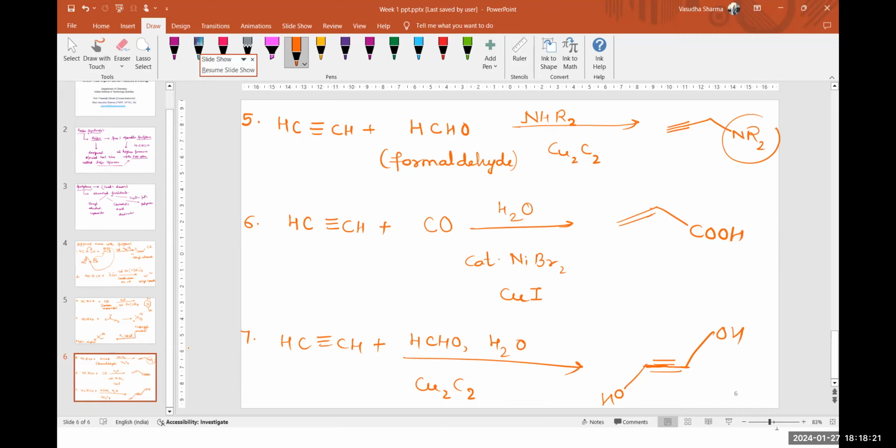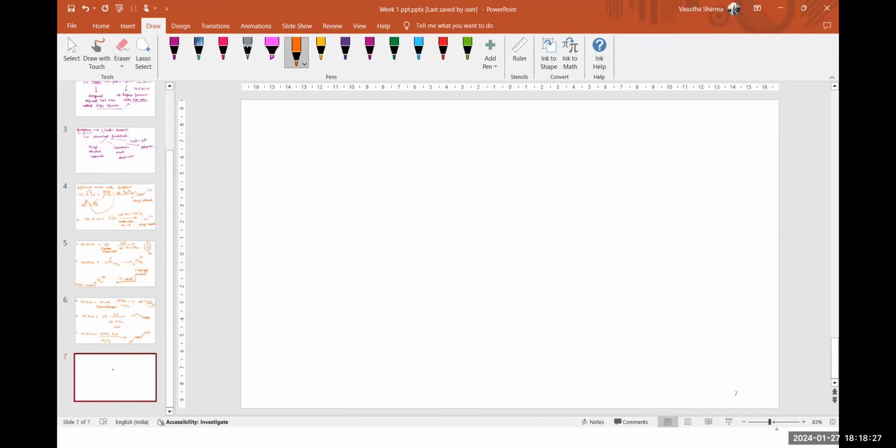And further, if we have this product and I am treating it with carbon monoxide, nickel catalyst, and hydrogen, it will give me HO, 1,4-butanediol.